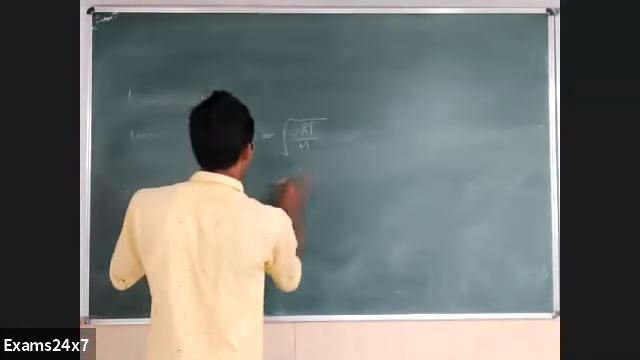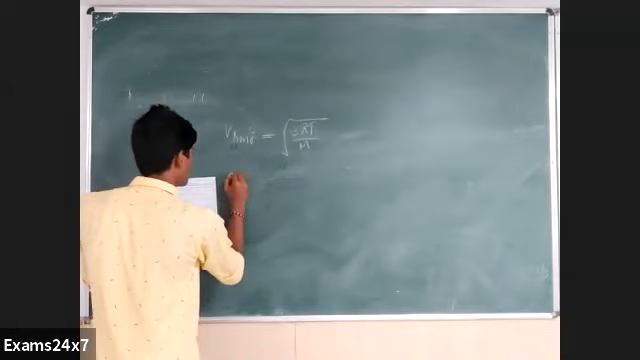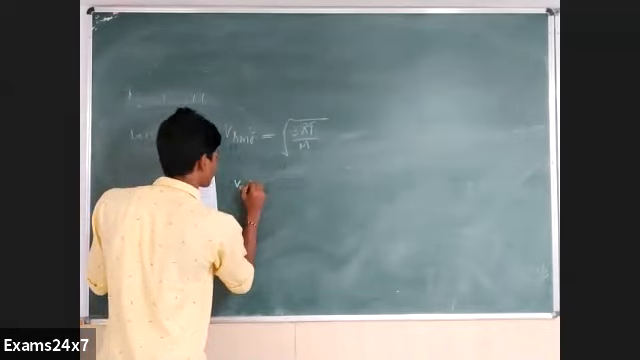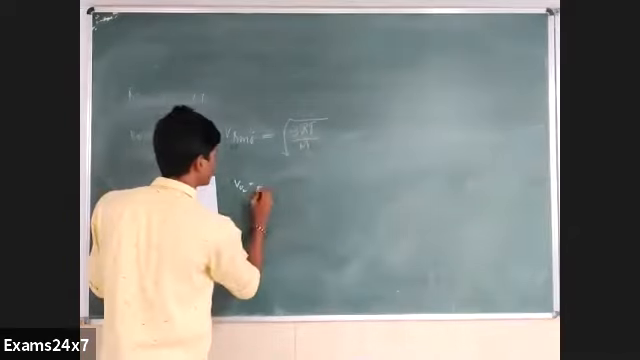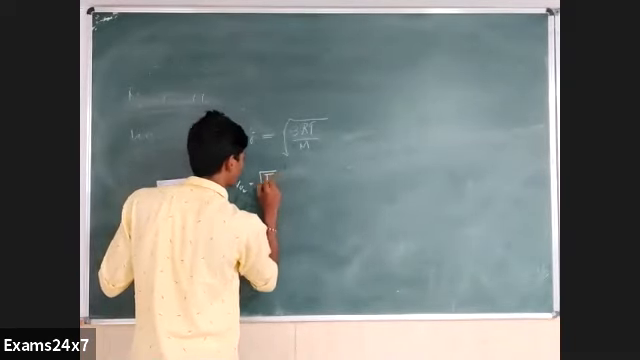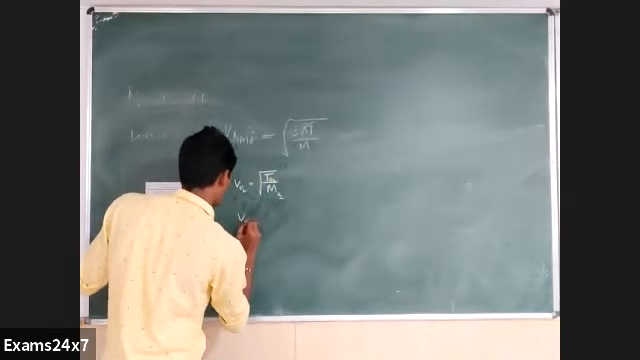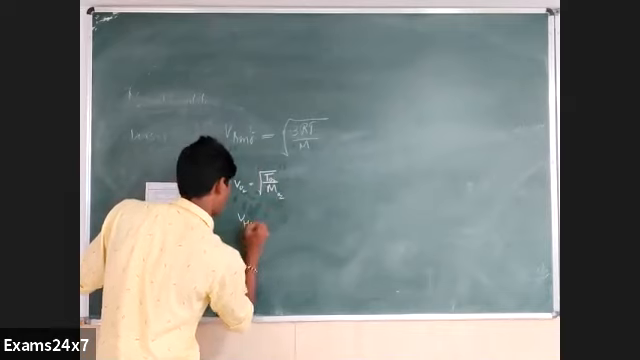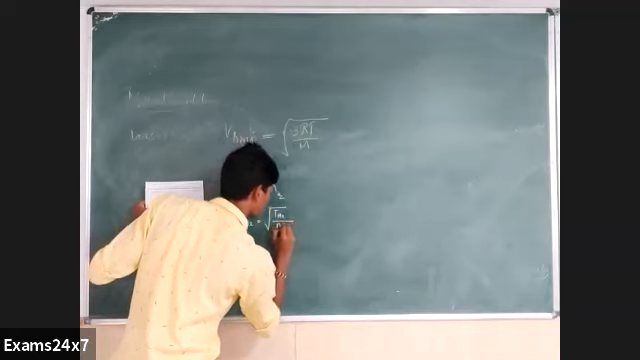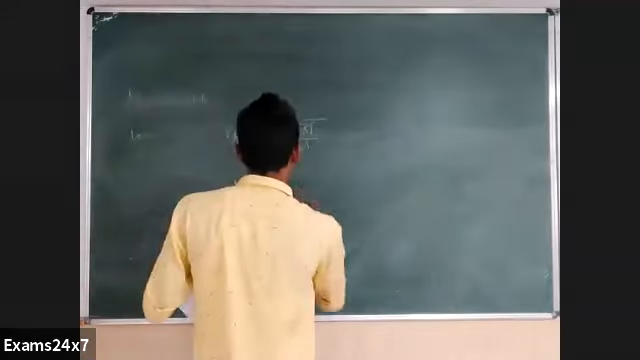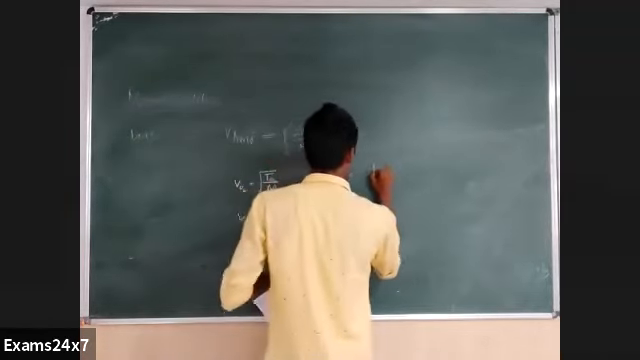RMS is same. You write two RMS velocities, one for oxygen, one for helium. V of O2, V of helium. Then 3R will be constant, no? Square root of T by M. T of oxygen by M of oxygen. Helium: T of helium by M of helium. Good. Now you take the ratio of V of oxygen by V of helium.